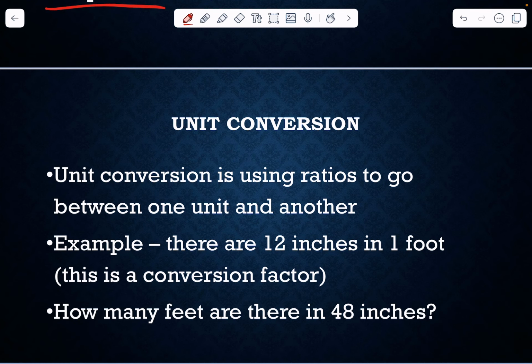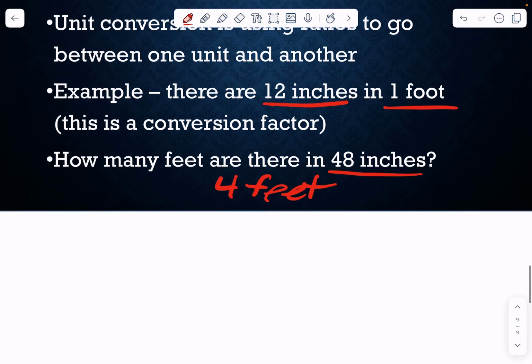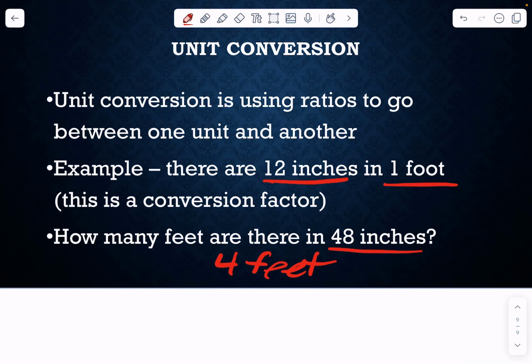Another important aspect of the class that you're going to have is unit conversions. Unit conversion is using ratios to go from one unit to another. For example, there are 12 inches in 1 foot. Now, I know we won't use inches and feet in this class, but we're going to use this as an example since you're very familiar with it. How many feet are in 48 inches? Well, if there are 12 inches in 1 foot, then there must be 4 feet in order to make 48 inches, because for every one of these feet, there are 12 inches. So that's an example of a conversion factor. We're going to teach you some tricks on how to do that, but right now you'll be practicing that in class.